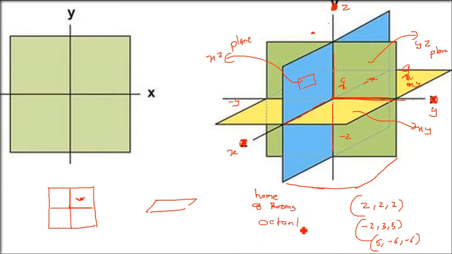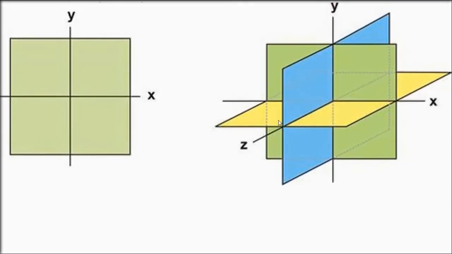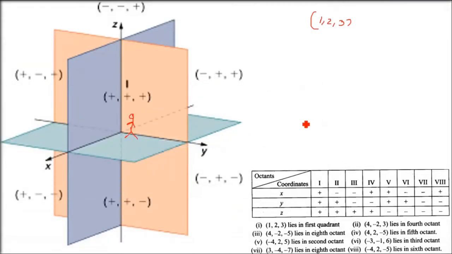In 3D, we don't call it a quadrant, we call it an octant, because quad means 4. In 2D, you have four parts. In octant, oct means 8. So you have 8 rooms. Now tell me which octant. 1, 2, 3. Which one? Oct means 8. Let me tell you again. So you get the octant here.